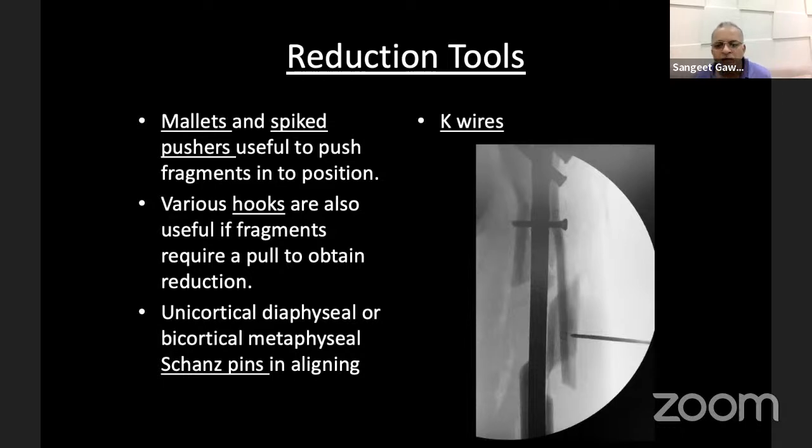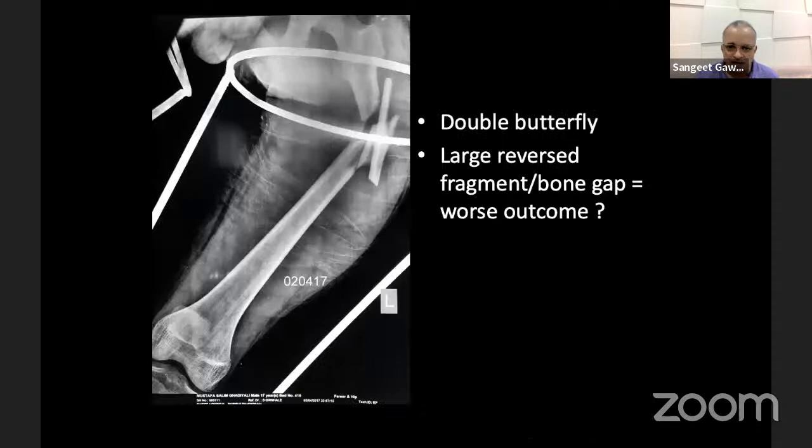However, a flipped fragment cannot be reversed even if you try to manipulate it with the K-wire in a closed way. So very often, if you want to rotate, you have to do a formal open reduction. Various hooks can be useful to some extent in realigning these comminuted fragments. Unicortical diaphyseal or bicortical metaphyseal, in those situations, you can use a Schanz pin, but I doubt whether they are really helpful in rotating the fragment in a closed method.